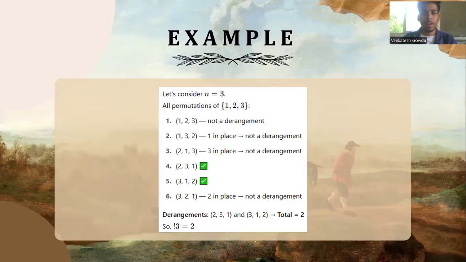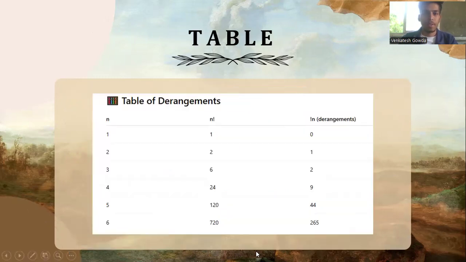So we shall look at an example of derangements where we consider n as 3, and all the permutations of n objects 1, 2, 3. We can see here that 1, 2, 3 is not a derangement, and 1 is in a place that is not a derangement, and 3 is in a place that is not a derangement. But we can see 2, 3, 1 and 3, 1, 2 are derangements. So at last we can confirm that 2, 3, 1 and 3, 1, 2 are the derangements. So there are two derangements in this particular example.